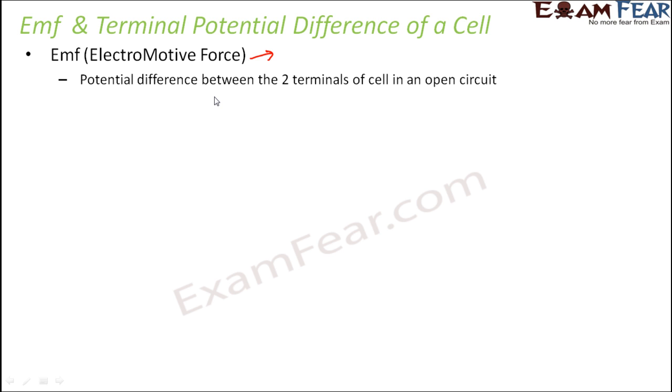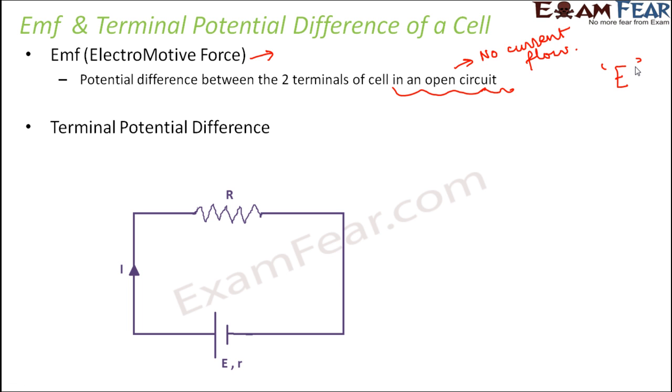So the potential difference between the two terminals of the cell in an open circuit. Open circuit means the circuit which is switched off, where the switch is not on. So in an open circuit there is no current flow. So open circuit means no current flow. So when there is no current flow in the circuit, at that point in time, the potential difference between the two terminals of the cell is EMF. This is generally denoted by a capital E.